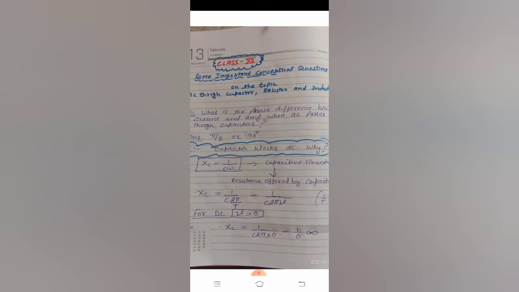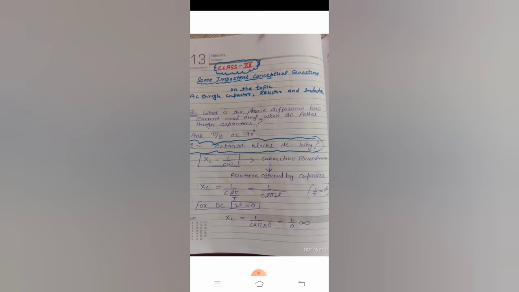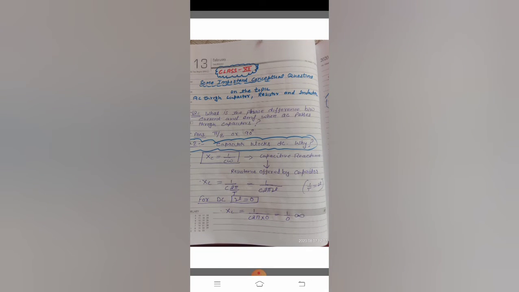First question is, the type of question which is coming in exam: what is the phase difference between current and EMF when AC passes through capacitor? Whenever your AC is passing through capacitor, what is the angle between EMF and current? Students, you know that in capacitor or inductor the phase difference is pi by 2. In inductor your EMF is leading and in capacitor your current is leading, but the angle difference is the same, that is pi by 2. But in resistor the angle is 0 degree. So they can ask you about capacitor, inductor, or resistor.